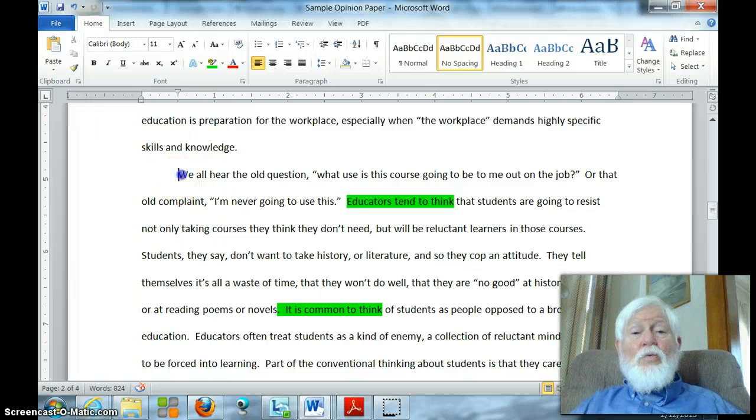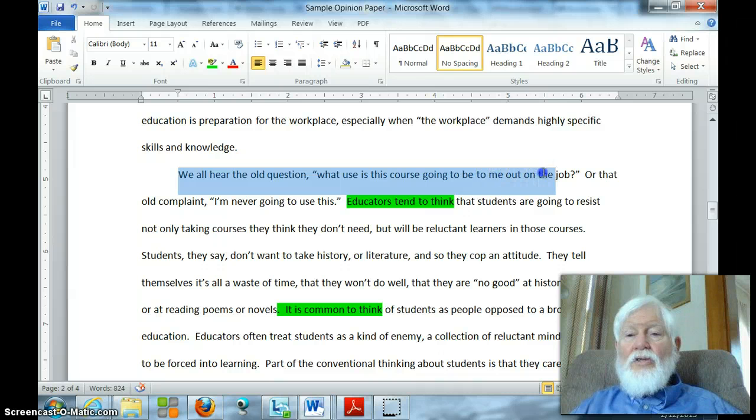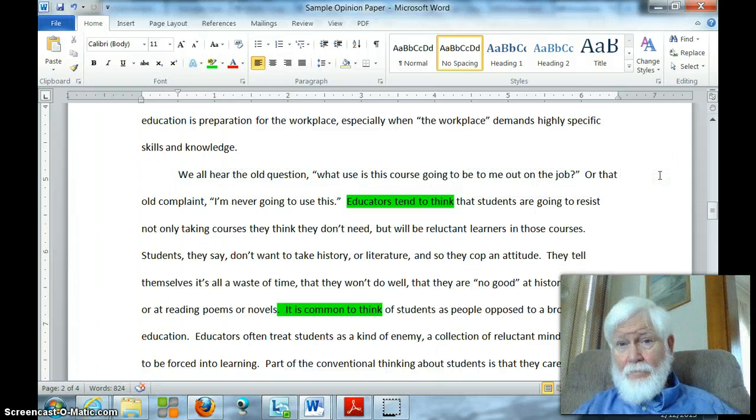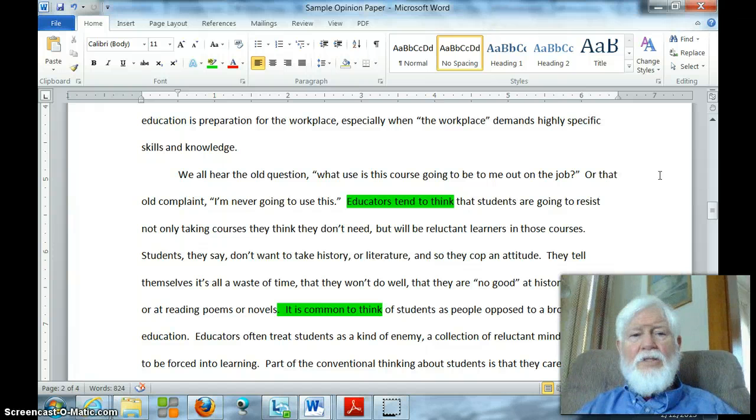Narrowing it further, we hear the old question, what use is this going to be to me out on the job? Now, it's not obvious here, but this is another reference to they, isn't it? People in general, but in this particular case, students in general, right? What use is this going to be to me on the job? The people talking here, hypothetically, would be students. Or the old complaint, I'm never going to use this. This would be a student complaint, right?